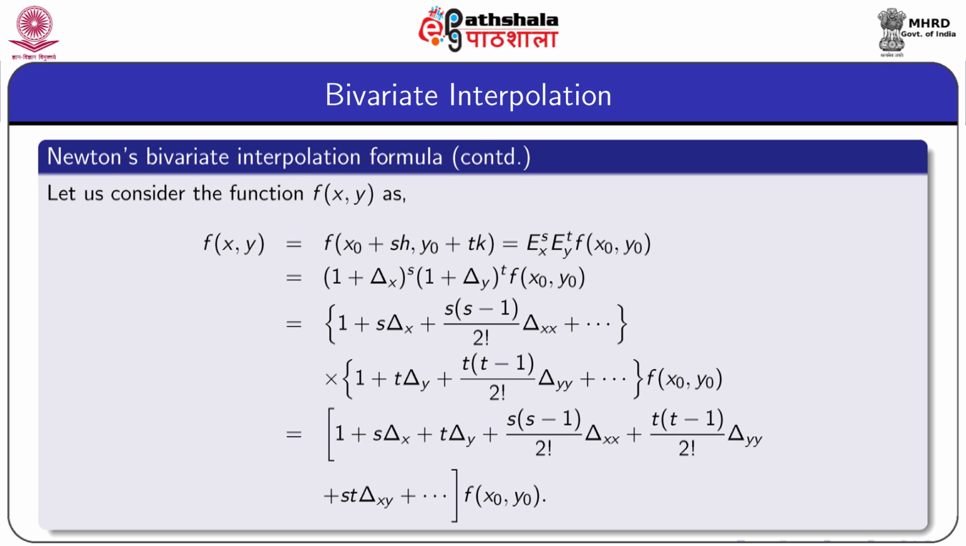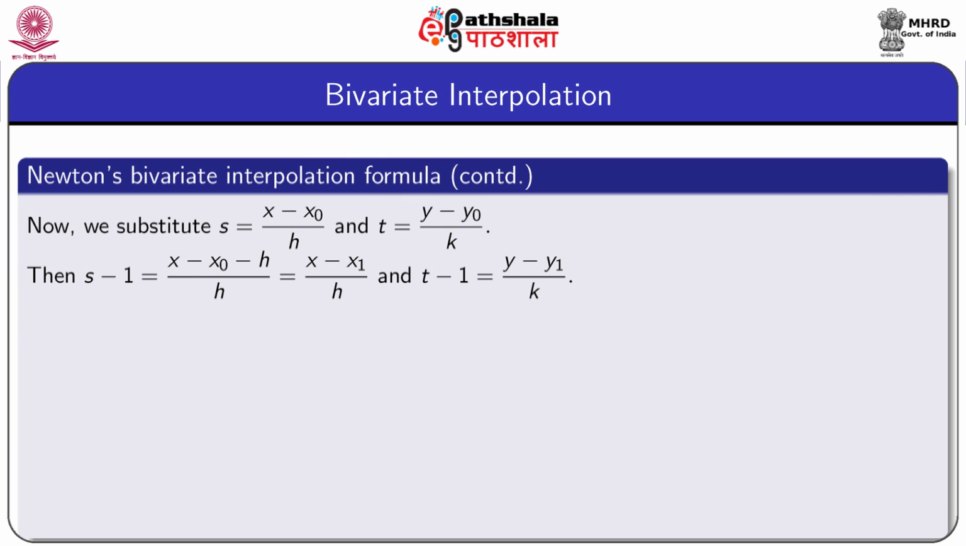So, after simplification, the entire expression is transformed to 1 plus s into delta x plus t into delta y, these are the first difference terms, plus s into s minus 1 by factorial 2 into delta xx plus t into t minus 1 by factorial 2 into delta yy plus st into delta xy and so on. Note that there are 3 terms present which are of second order differences. This whole expression is applied on the function f of x0 y0. So, this is the approximate expression for the function f of x y in terms of the variables s and t and the first order, second order differences of x and y.